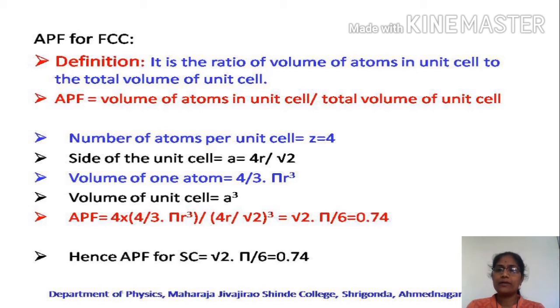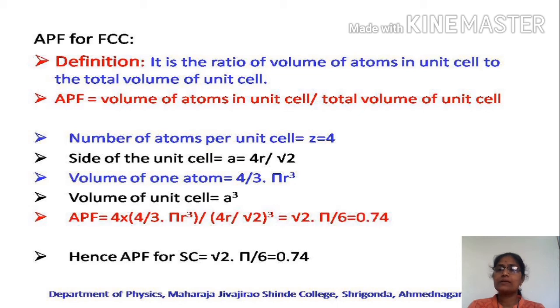Atomic packing factor is equal to 4 into bracket 4 by 3 pi r cube divided by bracket 4r upon root 2 bracket cube, which is equal to root 2 into pi by 6. By substituting the value of pi, one can have the atomic packing factor for FCC as 0.74. If we want to calculate in percentage, then you have to multiply it with 100 and it gives us the value as 74%.